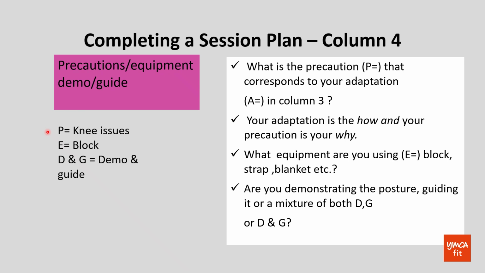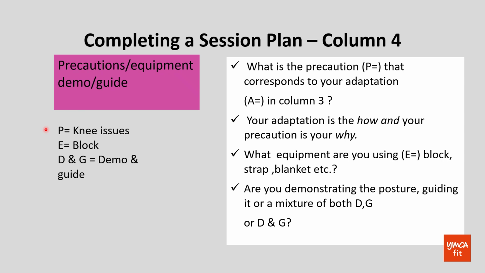So here it's asking for the precaution for the adaptation. So if you think back to your previous slide and the 3rd column, in the 3rd column it was asking for an adaptation to the posture. And the posture is this cross-legged forward flexion. And as an adaptation, we wrote that the legs would be straight. So we think about that as the how.